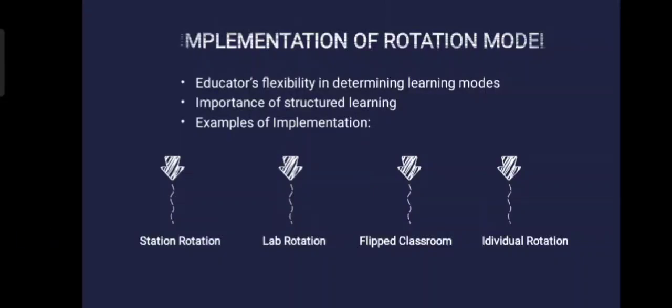So, in the implementation of the rotation model, there are numerous ways that the rotation model can be implemented, such as using station rotation, lab rotation, flipped classroom, and individual rotation. While we are discussing station rotation, students rotate in small groups for project work while also receiving individual tutoring. The so-called flipped classroom approach can also work within the auspices of the rotation model.